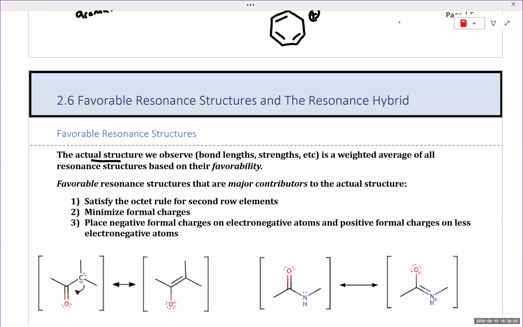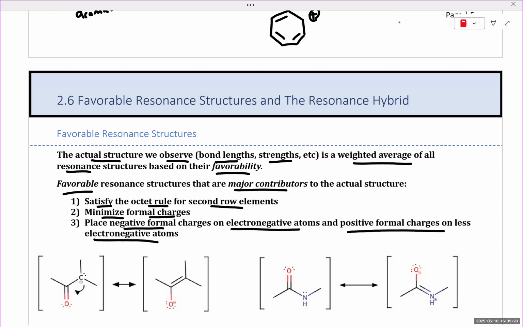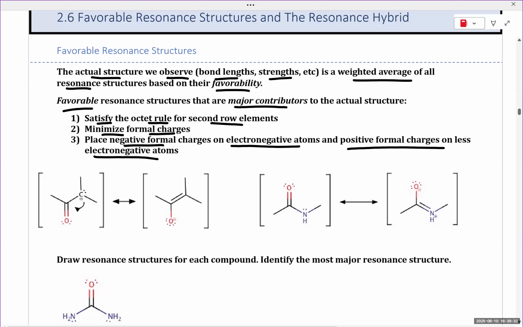The actual structure that we observe in terms of bond length and strength is the weighted average of all resonance structures based on their favorability. Favorable resonance structures that are major contributors satisfy the octet rule for second row elements, minimize formal charges, and place negative formal charges on electronegative atoms and positive formal charges on less electronegative atoms. So let's look at some examples.